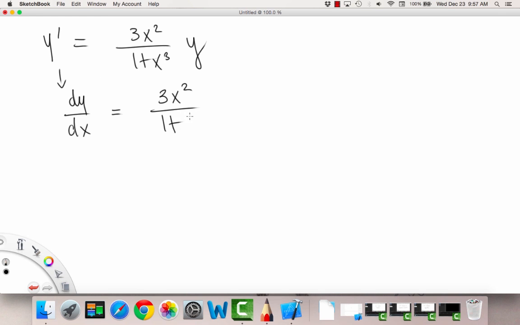So we have y prime is equal to 3x squared over 1 plus x cubed times y, and I'm going to rewrite this as dy dx, since we're dealing with x's here, is equal to 3x squared over 1 plus x cubed times y. This is a separable equation, because any homogeneous equation is separable. So now we divide that over: 1 over y dy is equal to 3x squared over 1 plus x cubed dx.